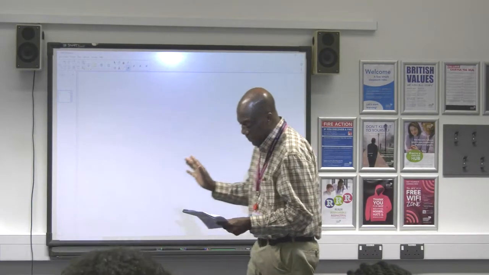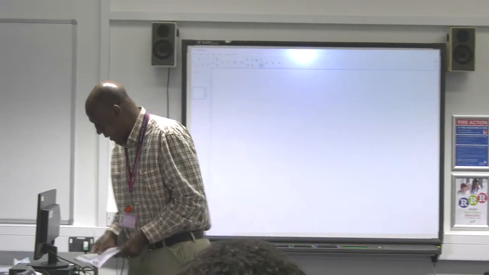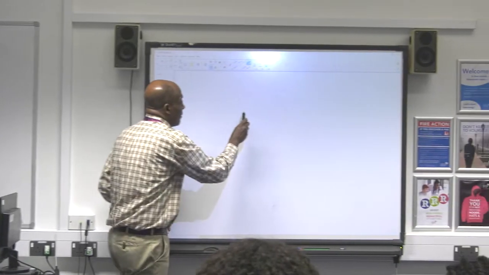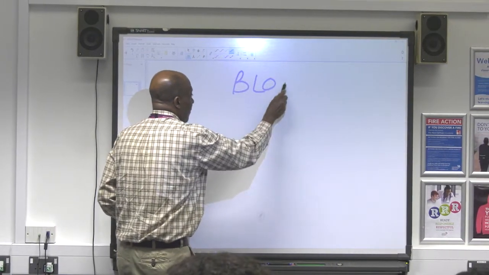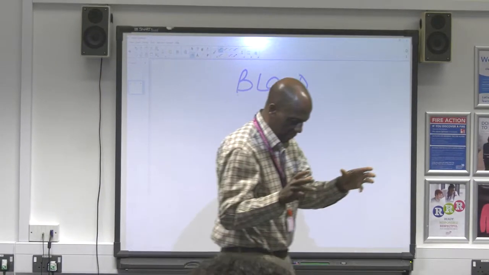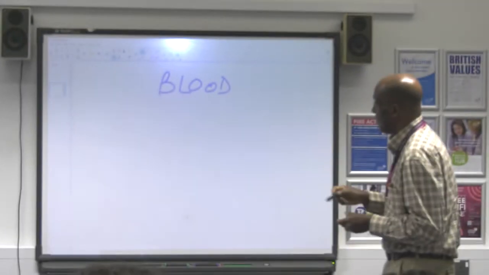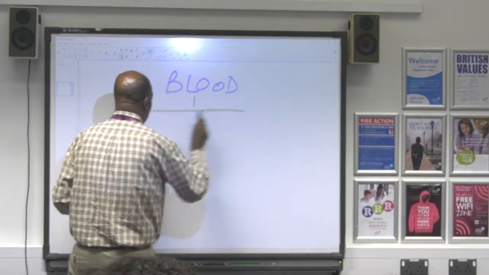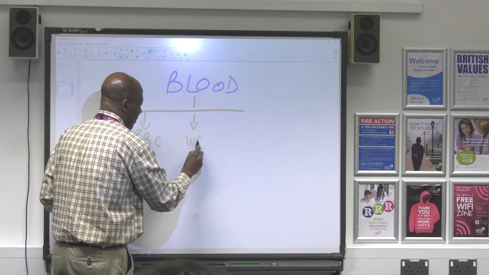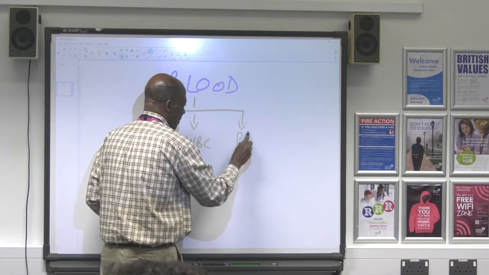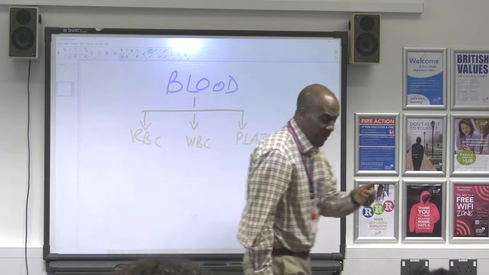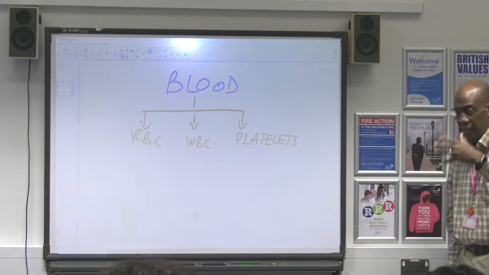Still on your assignment, we looked at the blood. I'll give you a quick overview. So we said the blood is broken down into three main parts. So we've got the red blood cells, the white blood cells, and the platelets.